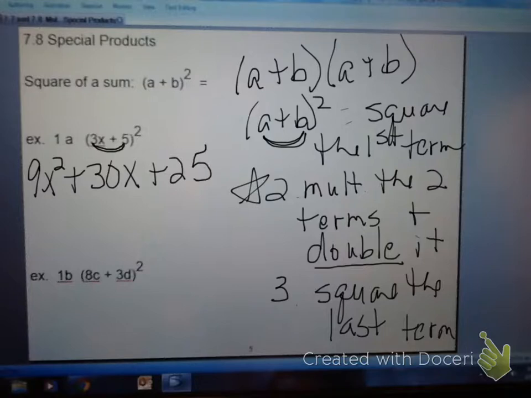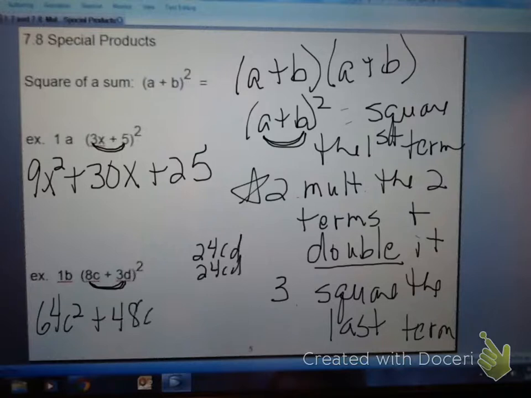Example 1b, we're going to square the first term. Multiply these two together. 4c times 3d is 12cd. And then we're going to double it, meaning it's a positive 24cd. And then square the last term is 9d squared.